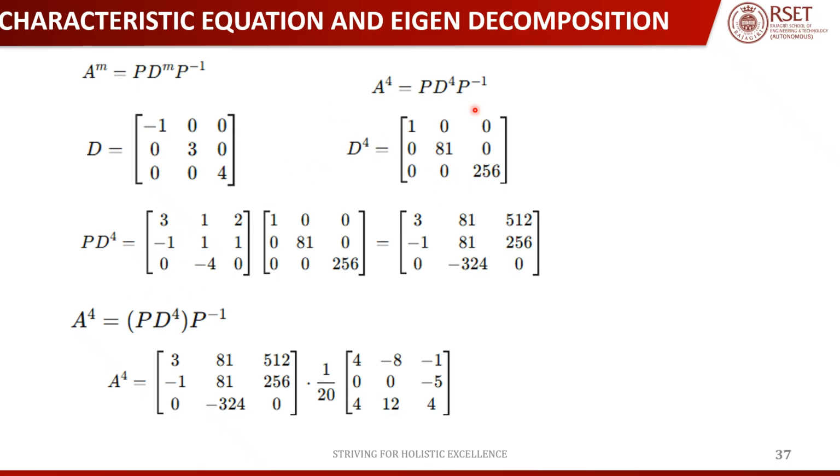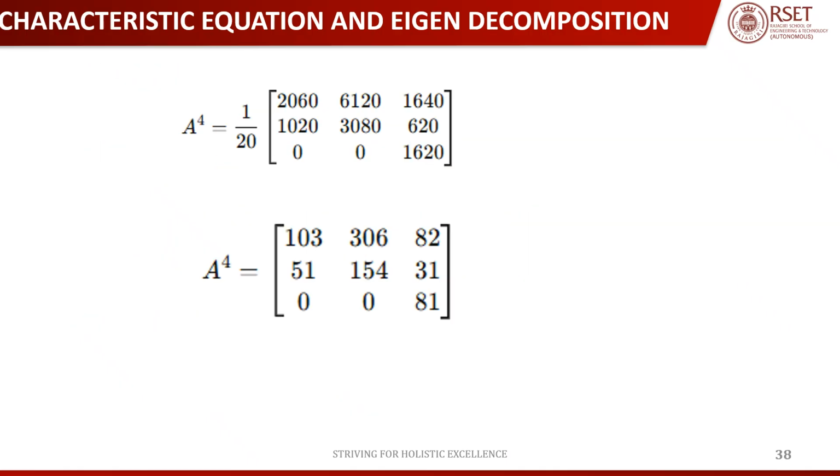Your A raised to 4 is now equal to, you will just multiply by P and P inverse on both sides. You multiply P on this side and P inverse on this side, and you will be able to get your A raised to 4. So first we will multiply by P D raised to 4. Just do the matrix multiplication and you will have the matrix, and then multiply by P inverse on this side. Multiplying by P inverse, you have the value of A raised to 4 equal to this particular matrix. You can take 20 to the inside and you will get a simplified matrix, with the help of which you will be able to find A raised to 4 in a simpler way.